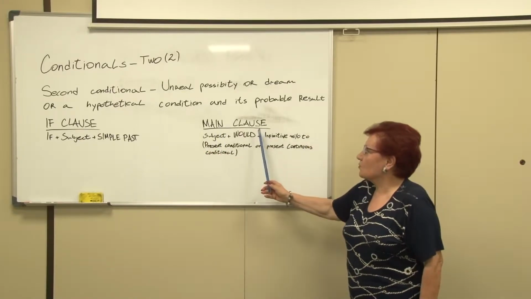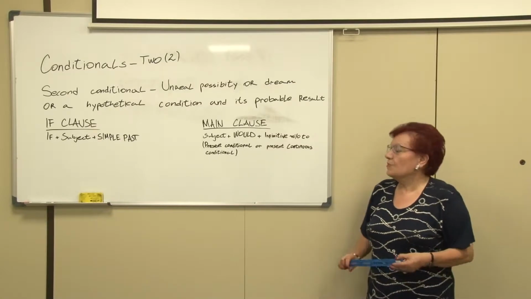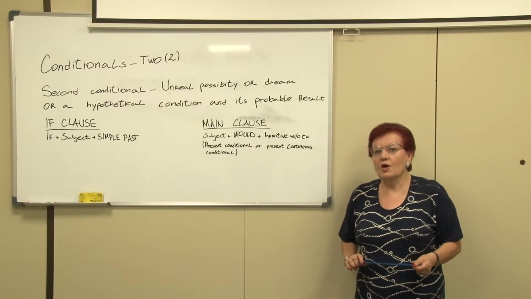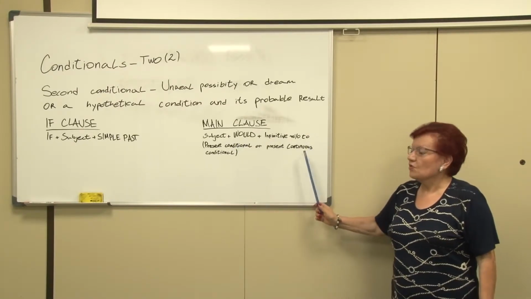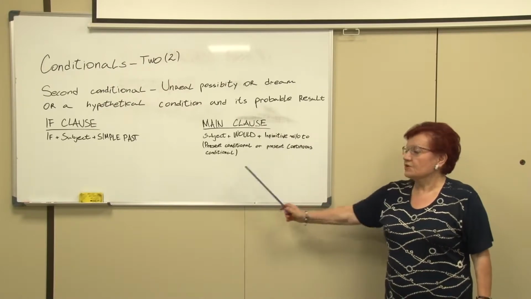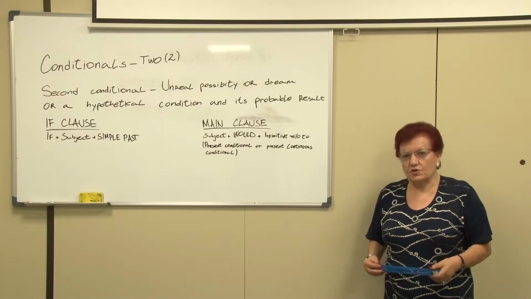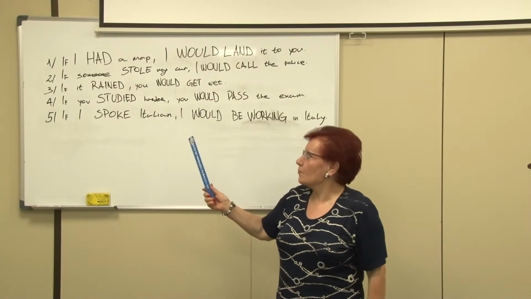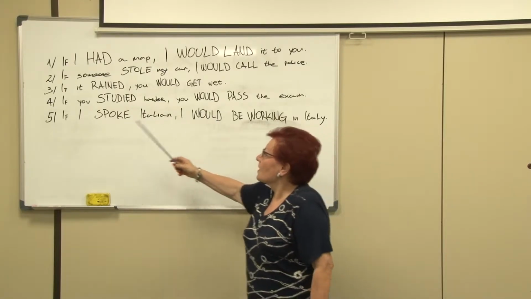And the other part, which is the main clause, is constructed by subject plus would plus infinitive without to, or present conditional or present continuous conditional, depending on the length of the action. Here we have the examples for the use of the second conditional.